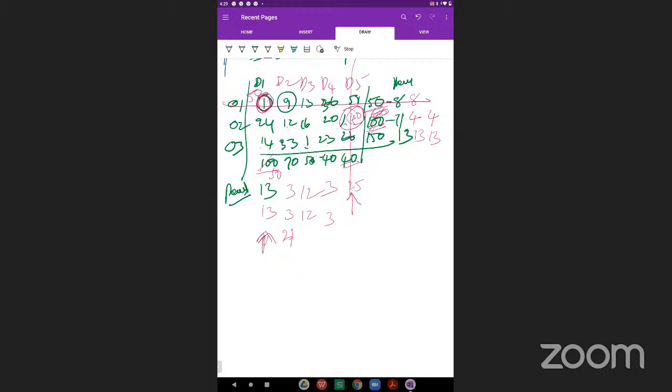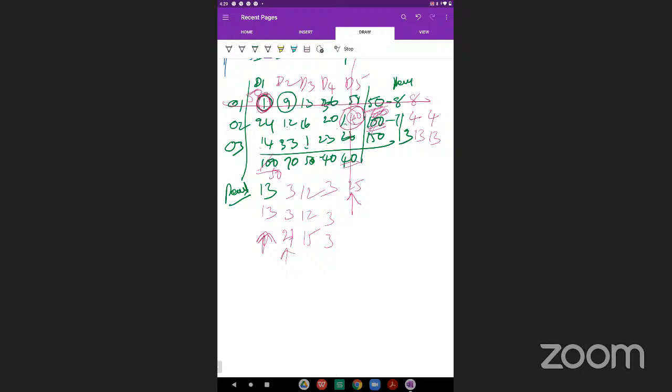Next, least is a 1 and next least is a 16. Difference is how much? 15. Least is 20 and next least is 23. So difference is a 3. What is the highest penalty? D2, 21. It is D2. So I will select this D2.